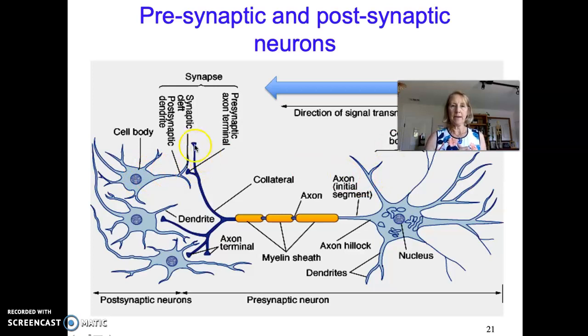Okay, so here we have a synapse. Here's one cell, synaptic. This is a presynaptic neuron. Pre, before. So this is one that comes before, and this comes next. This comes before, and that one comes next. This comes before, that one comes next. So these are all postsynaptic neurons or dendrites, and this is presynaptic.